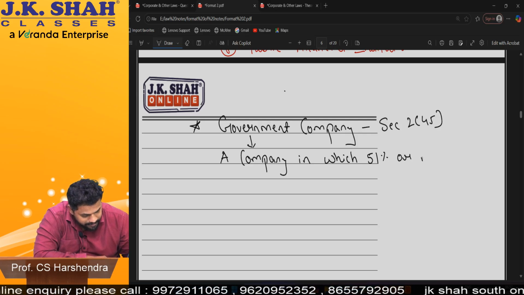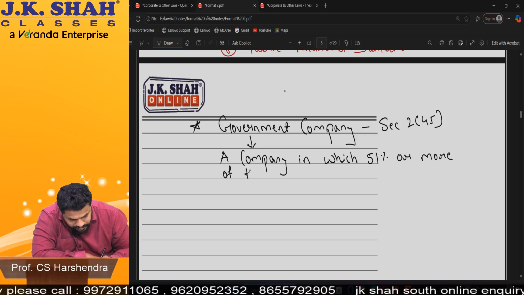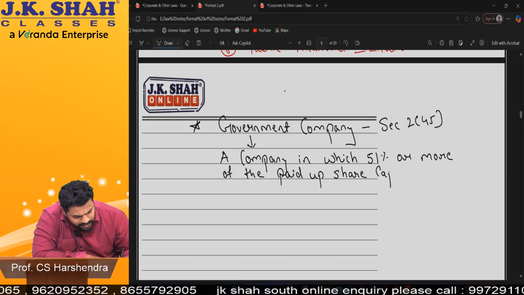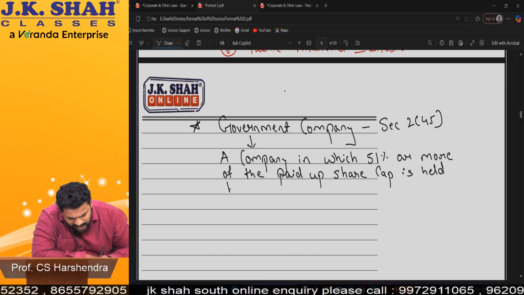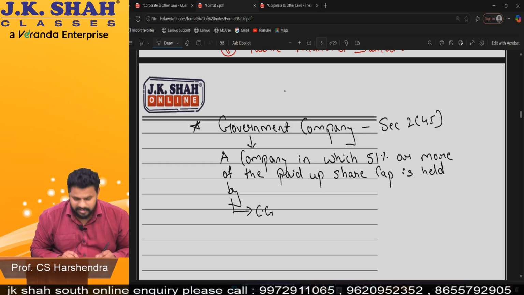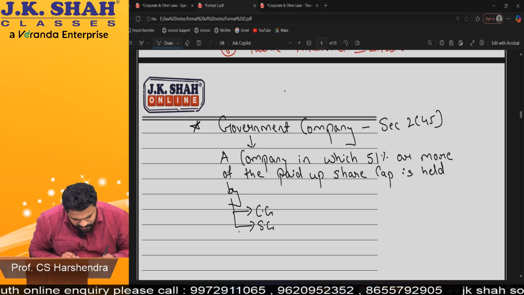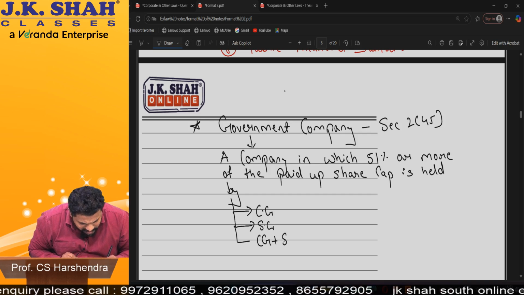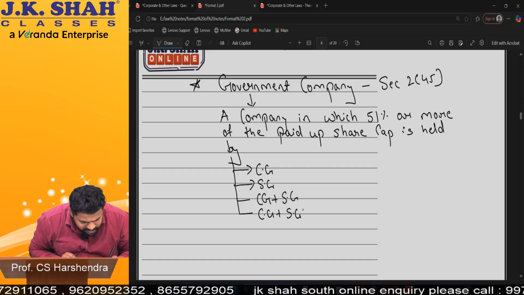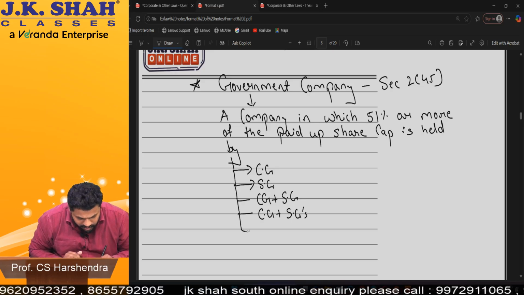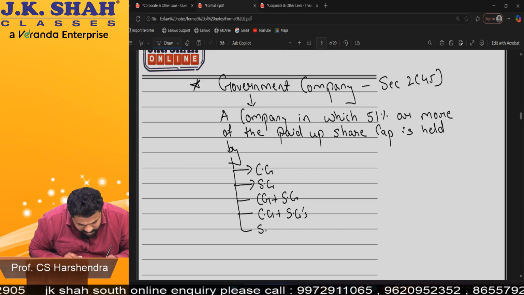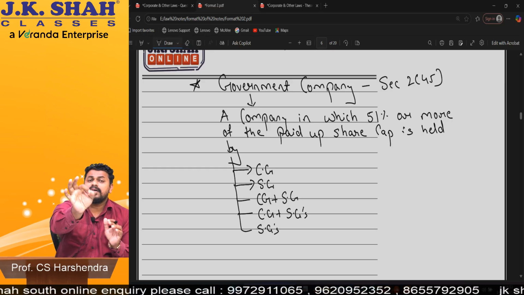51% or more of the paid up share capital is held by whom? It is held by either the central government, or a state government, or central government plus state government, or more than one state government, that is state governments. Am I clear with this? But how much? 51%.